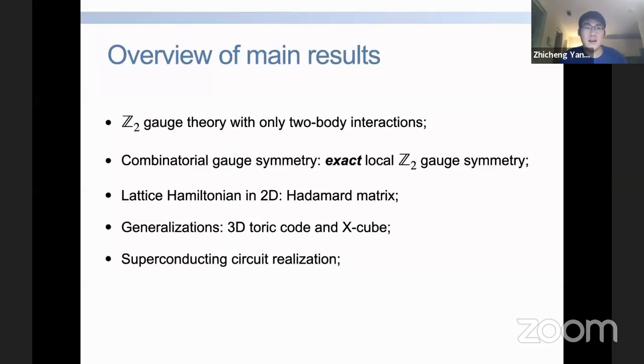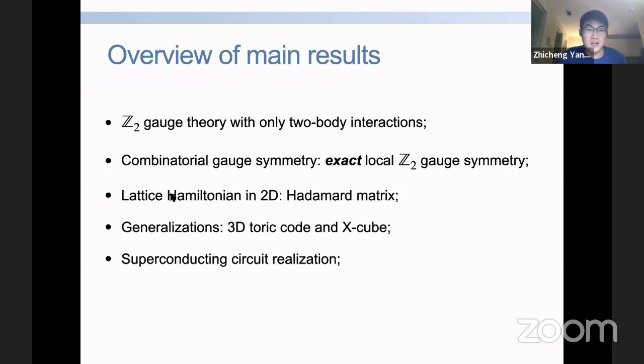Okay. All right, let me start by giving you a brief overview of our main results, basically just a summary of what we did. The goal of what we ended up achieving is that we construct a Z2 lattice gauge theory with only two-body interactions. The key notion that allows for such a construction is what we call combinatorial gauge symmetry. I just want to emphasize here that this is an exact local Z2 gauge symmetry of the Hamiltonian.